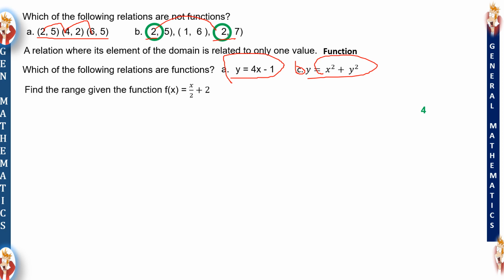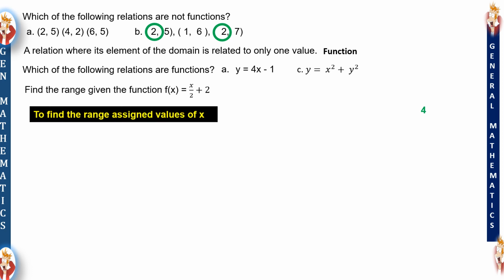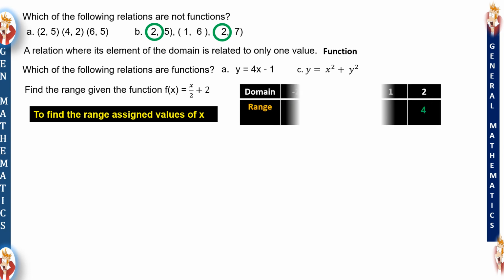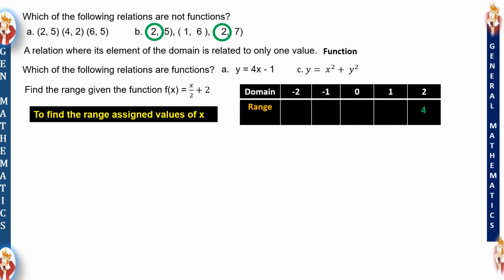Let's proceed. Now for your next question, you have to find the range given the function f of x is equals to x over 2 plus 3. And to solve for the range of the given function, we have first to assign values of x. Yung makukuha po natin, yun po yung kanilang possible range ng ating pong given number. So, assume natin na ang ating pong given domain is equals to negative 2 hanggang positive 2. Nasa atin na po yun kung anong number ang gusto natin gamitin.